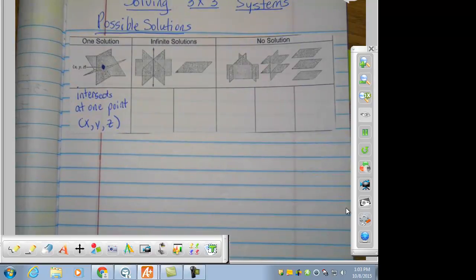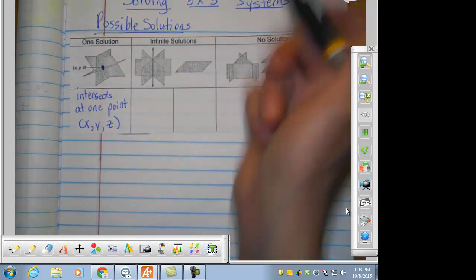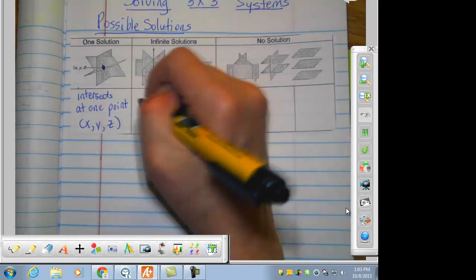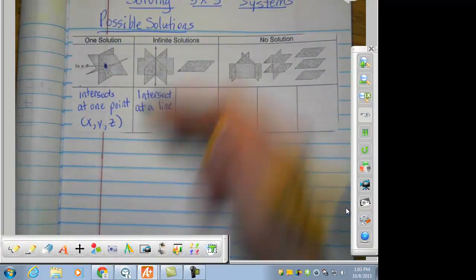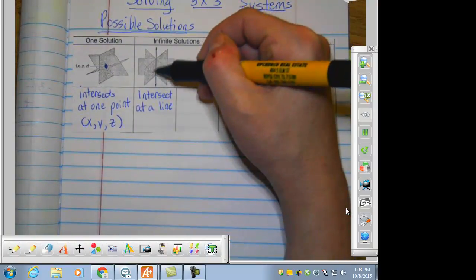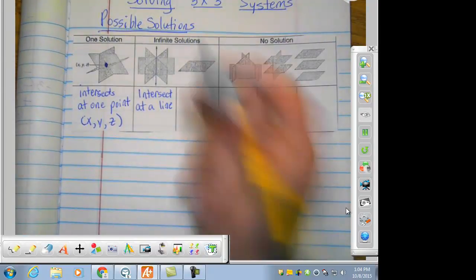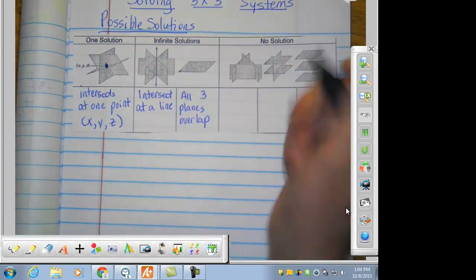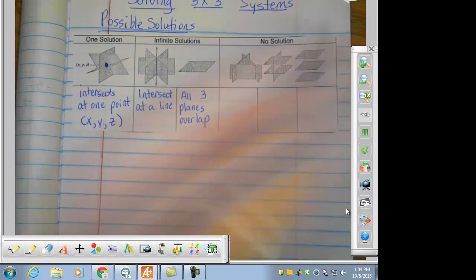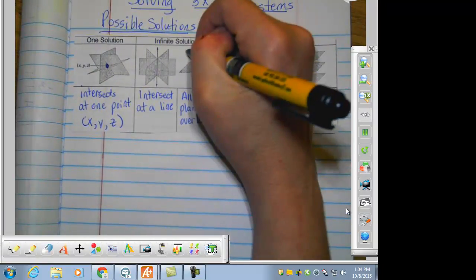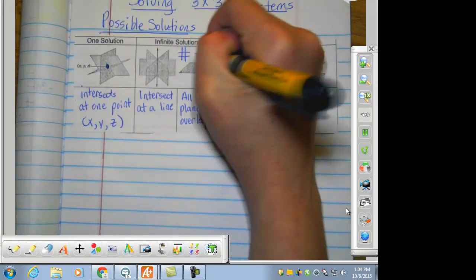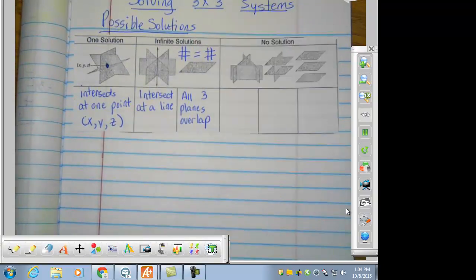The next solution type we have is infinitely many solutions, and that's where they intersect to form a line. Okay, and y'all can see where the planes intersect here to form this line. And it's also where all three planes overlap. When we solve equations with infinite solutions, we usually end up with some number equals some number, like we saw in our homework assignment where I guess 18 was equal to 18. So therefore we knew it was infinite.